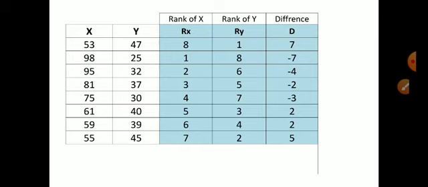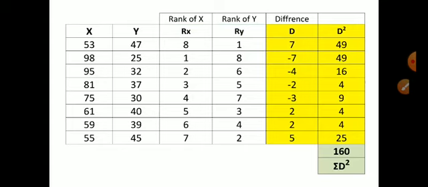Then what is the next step? We are going to square the difference in the ranks. That is 7 into 7 is 49, minus 7 into minus 7 is also 49, minus 4 into minus 4 is 16, minus 2 into minus 2, 4. Similarly, we take the squares of the differences in the ranks and add them. The sum of d square, that is the difference square in the ranks, we are getting as 160.